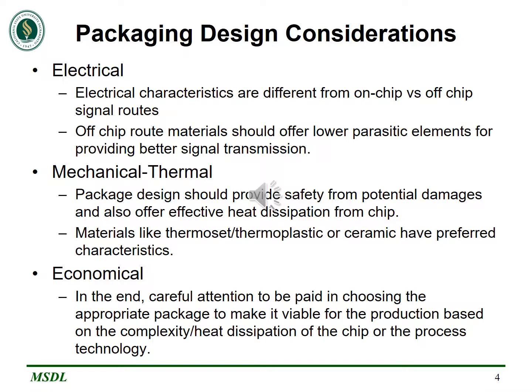In this slide, let's discuss the package design considerations. The important things we have to consider about packaging are electrical, mechanical, thermal, and economical. So let's talk about electrical. The electrical characteristics of signal routes are different for on-chip and off-chip. So off-chip route material should offer lower resistance and capacitance for better signal transmission. Coming to mechanical and thermal, the design should be safe from potential damage and also it should offer effective heat dissipation from the chip.